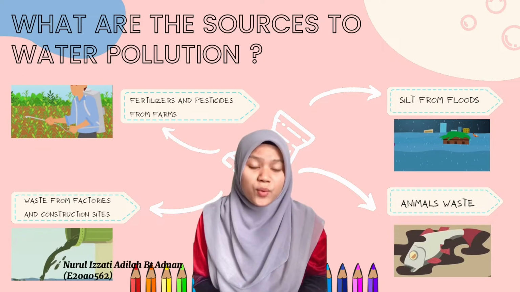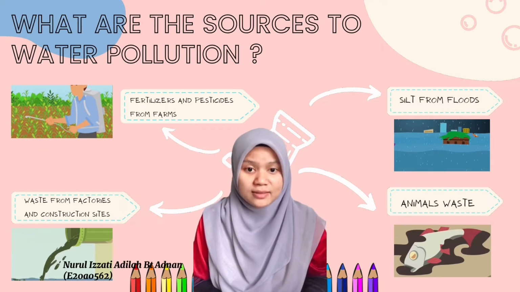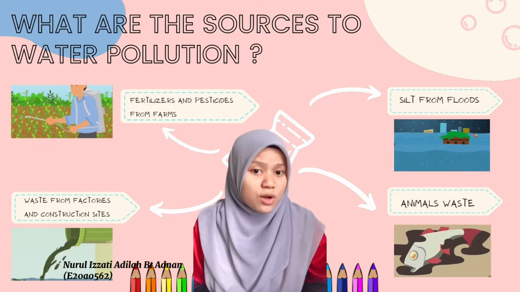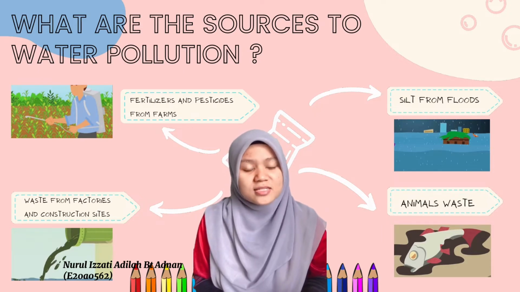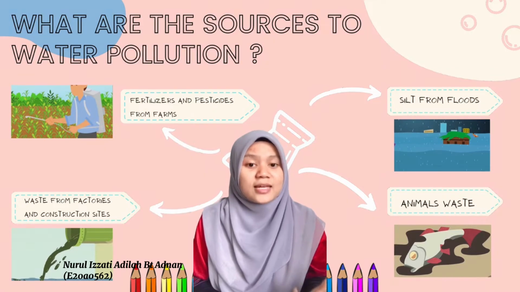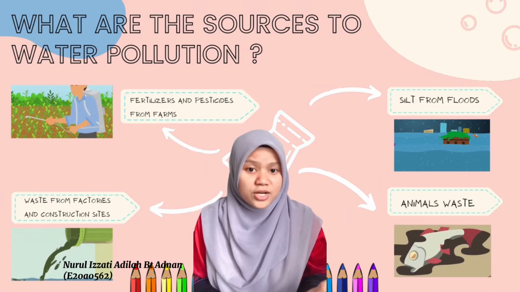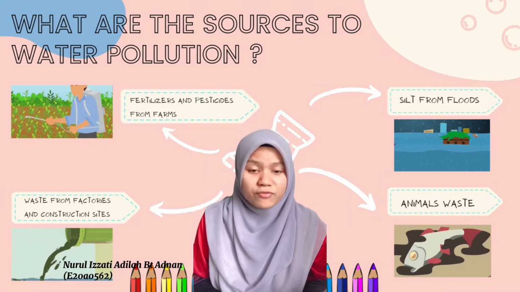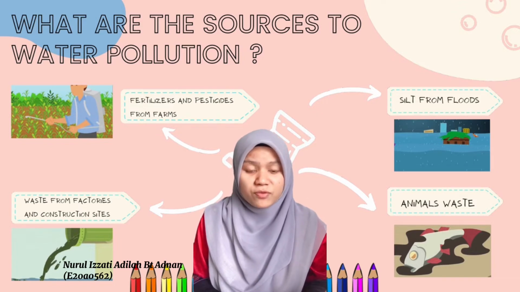So now we know that water pollution has a bad impact on society. Do you want to know what causes water pollution? Let us see some of the problems that cause it. First is silt from floods. Second is animal waste. Third is fertilizers and pesticides from farms. Fourth is waste from factories and construction sites.